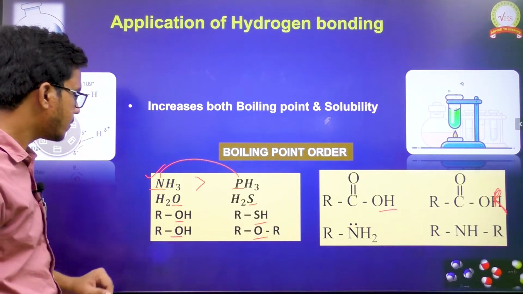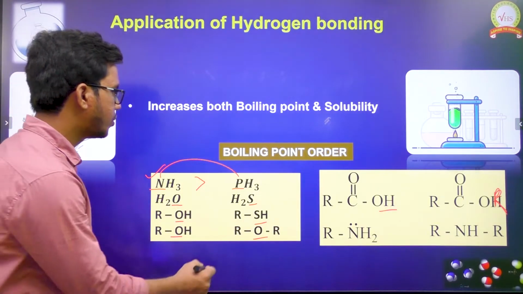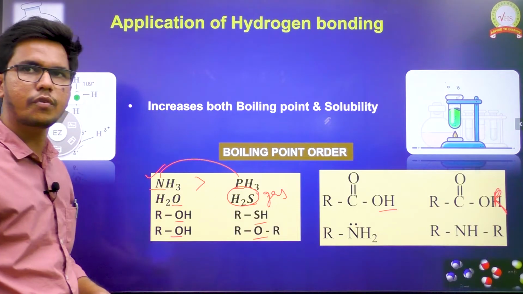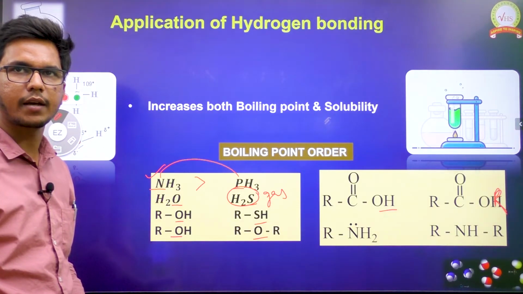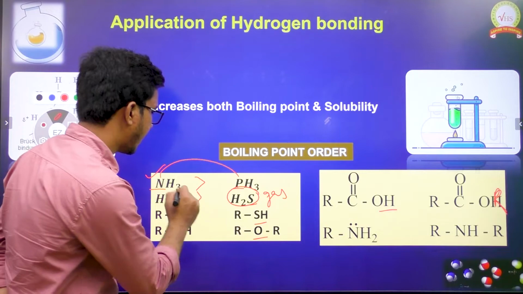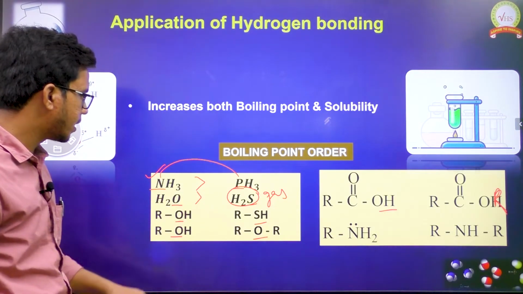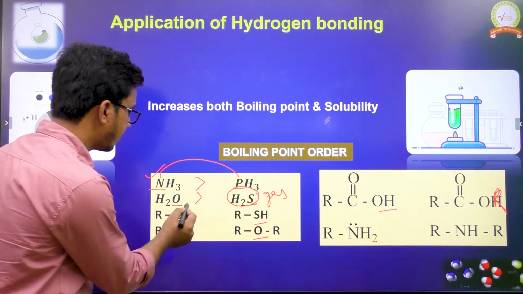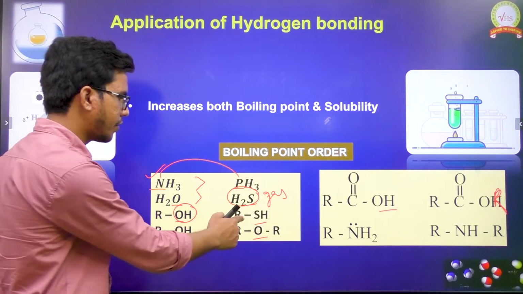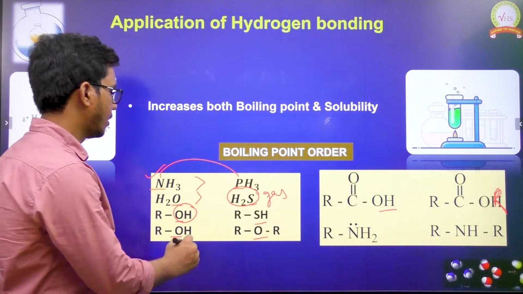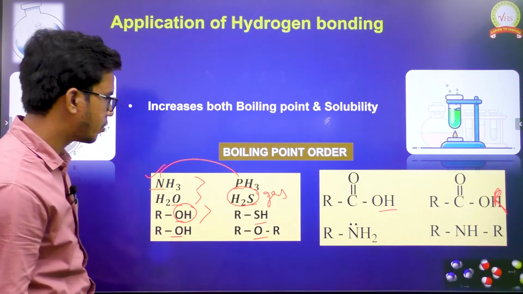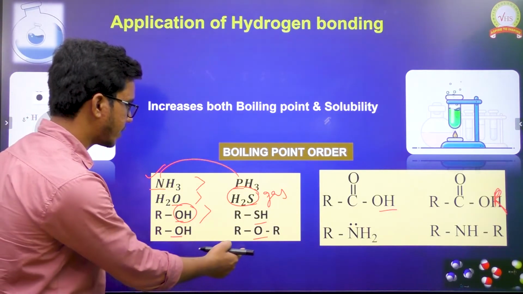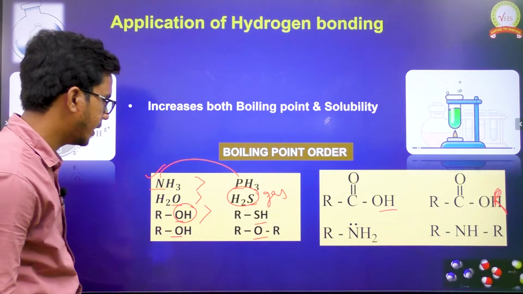If we take water and H2S, H2S exists as a gas at room temperature because it won't form any kind of hydrogen bonding. That is why we can expect a higher boiling point in water. For the third one, we have alcohols and thioalcohols. With oxygen we can expect hydrogen bonding, but not with sulfur. The one which forms intermolecular hydrogen bonding will possess a higher boiling point.